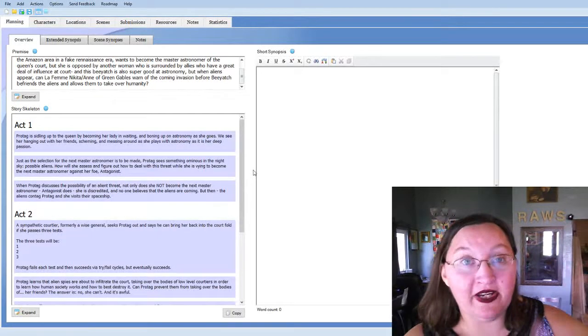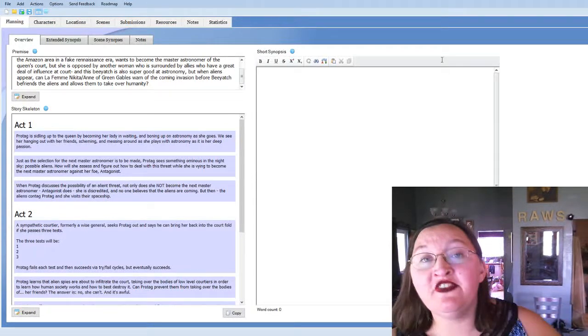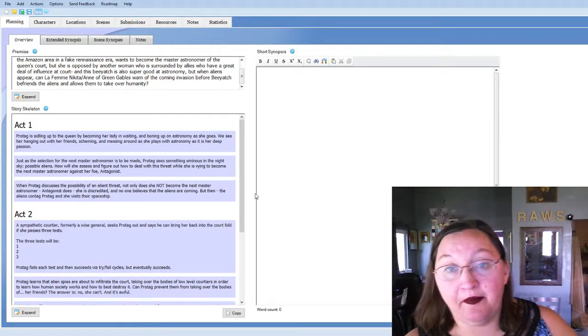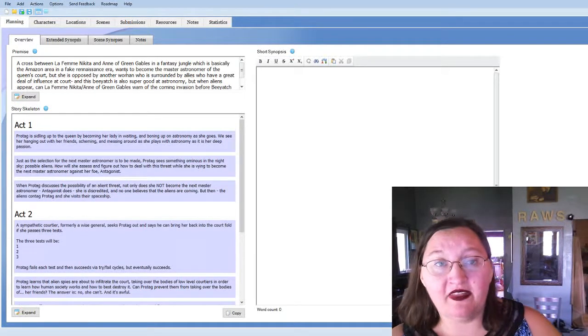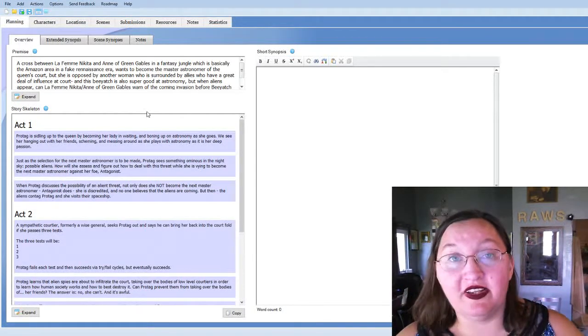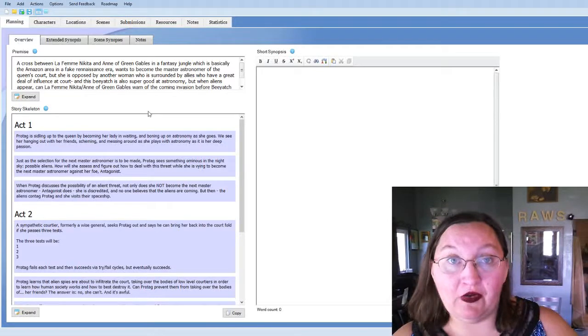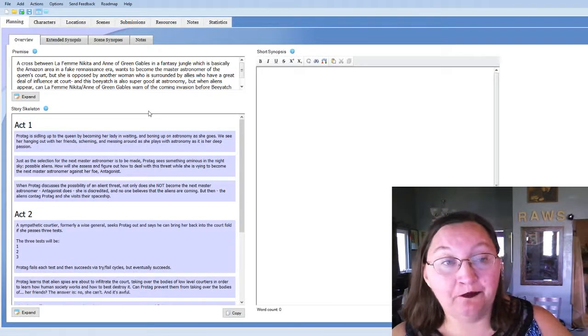All right, so let me read each of the 3 acts to you as I've written them. So first I'll read the premise that I came up with, and then Act 1, so you can see how that premise evolved and changed and got developed.